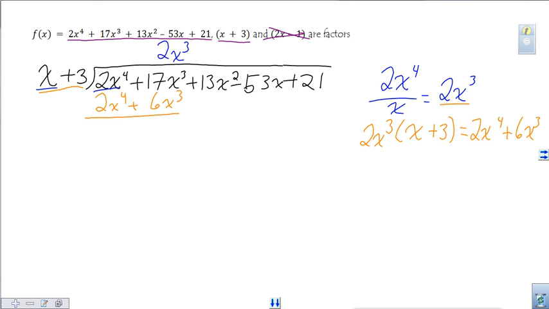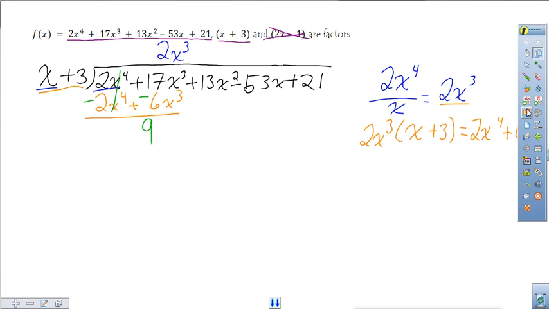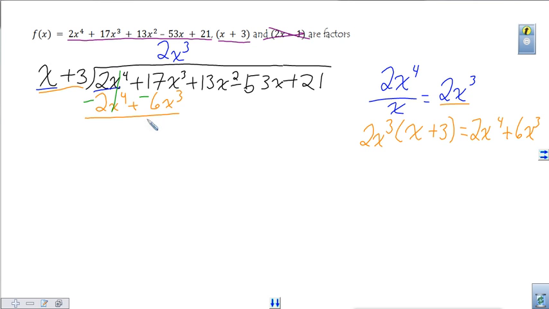The third step is to subtract. So we're going to change the signs here. The first one should always cancel out. That means you did it correctly. 17 minus 6 gives you, not 9, 11. 11x to the 3rd. And then you bring down this next one, and you start the process all over again.